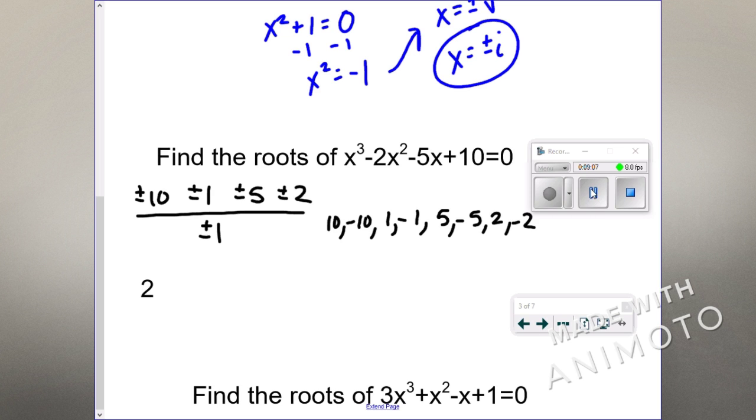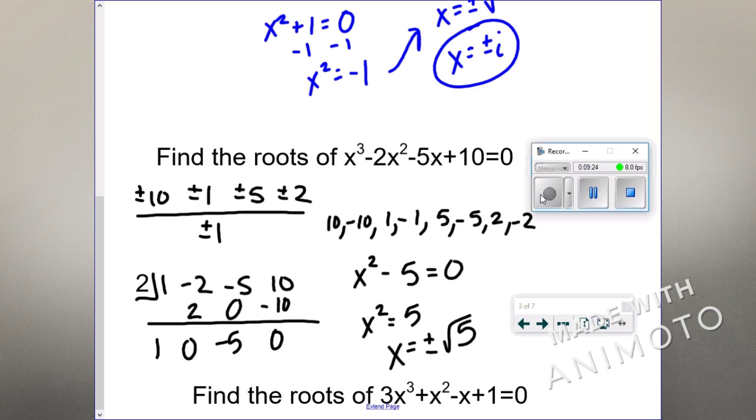Now the trick here is you might say, well, hold on. If I graph this, you'll see there are actually 3 distinct x-intercepts. So you might say, well, what's wrong with that? I'll show you here in a second. So let's use this 2 in synthetic division.